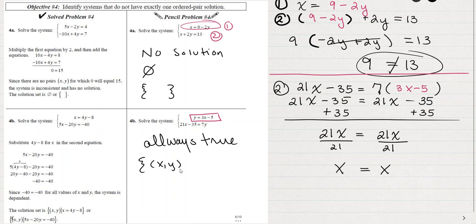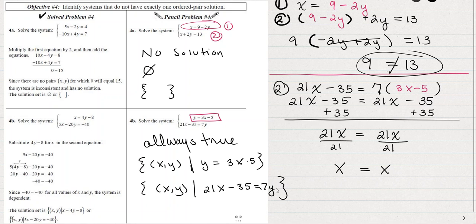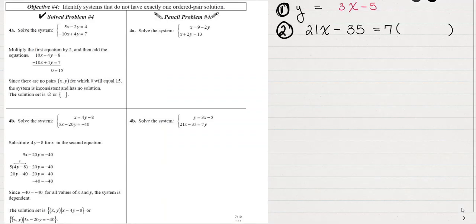So we could say that the solution is a set of every ordered pair xy such that y is equal to 3x minus 5. Or any set of ordered pairs where it solves one or the other. So I could say the set of all ordered pairs xy such that 21x minus 35 is equal to 7y. Or in other words, any ordered pairs that solve one or the other equation will solve them both. So any ordered pairs that solve one will solve the other also.